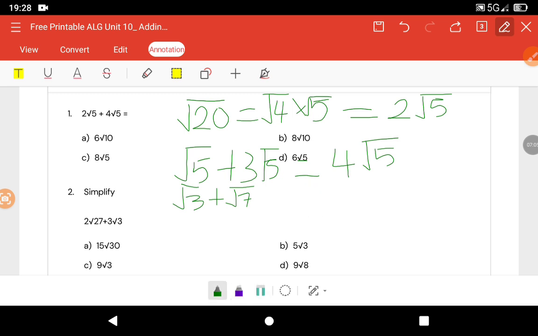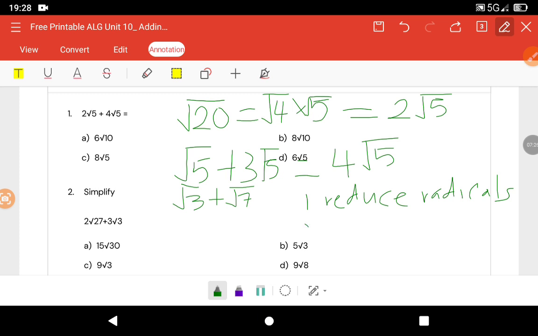That's always the first step. So always the first step, you do what? Reduce radicals to their simplest form. Reduce the radicals to their simplest forms. That's the only thing that works for you.